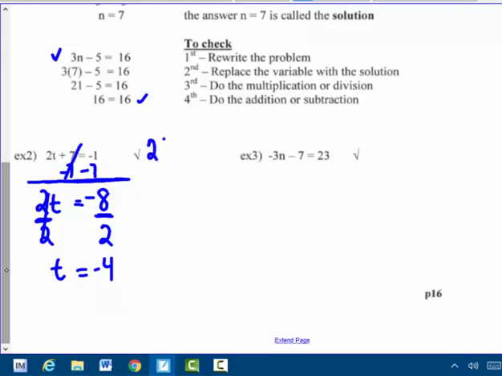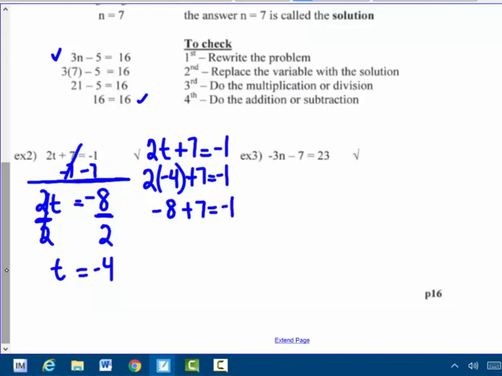Let me check. 2t plus 7 equals negative 1. I think t is negative 4. So I'm replacing it. 2 times negative 4, that's negative 8. Now I can show this computation, and do it one little step at a time. Negative 8 plus 7. Does that equal negative 1? Different sign, subtract. So 8 take away 7 is 1. Take the sign of the larger number. Negative 1 equals negative 1. Yippee. Now this, I'm going to circle this step.